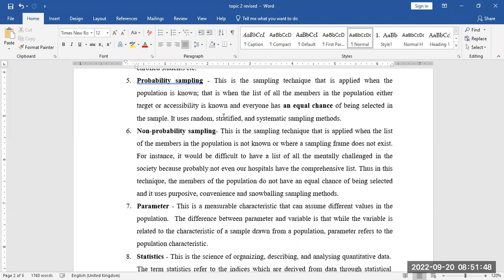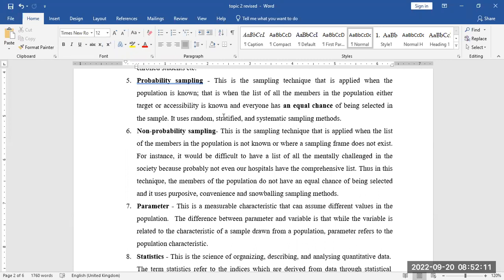Now, when you go to non-probability sampling technique, it is the opposite of probability sampling technique. Non-probability, the numbers do not have an equal chance of being selected. A very good example of non-probability sampling technique is when you talk about convenience or snowball sampling method.